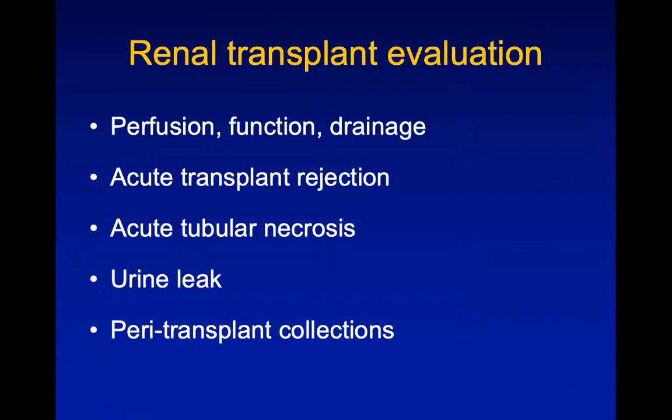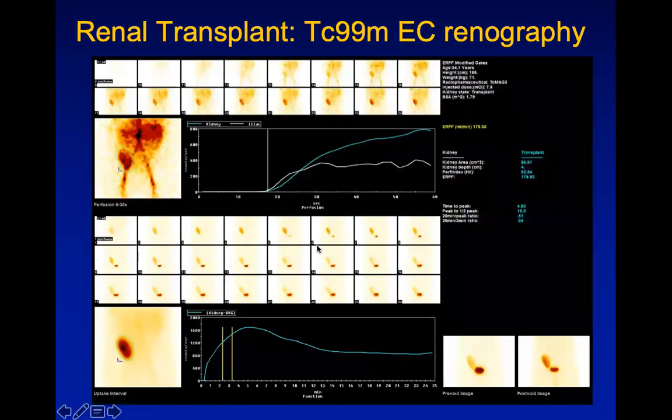Finally, renal transplant evaluation. So you can determine the same parameters as what we use for renal function: the perfusion, function, drainage, acute transplant rejection, ATN, urine leaks, and peritransplant collections. I'll quickly run through these. We're already beyond time. So EC renography in a normal renal transplant.